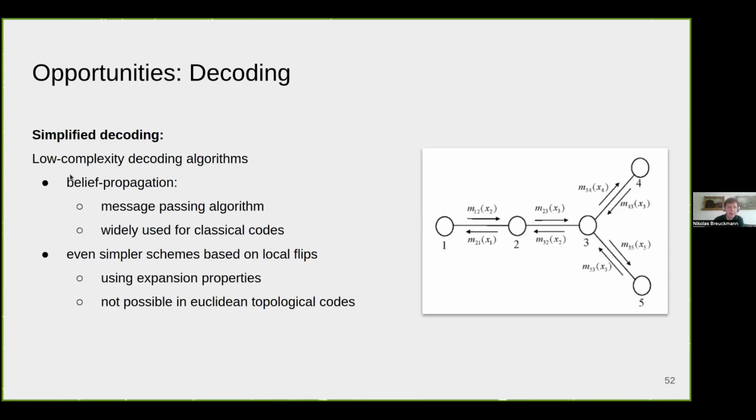I already said simplified decoding. Besides the simple flip decoders, there's also a so-called belief propagation decoder, which is widely used in classical coding theory. This is a very simple message passing algorithm. And these flip decoders work once we have a notion of expansion. So this suggests that we need something which is non-Euclidean.